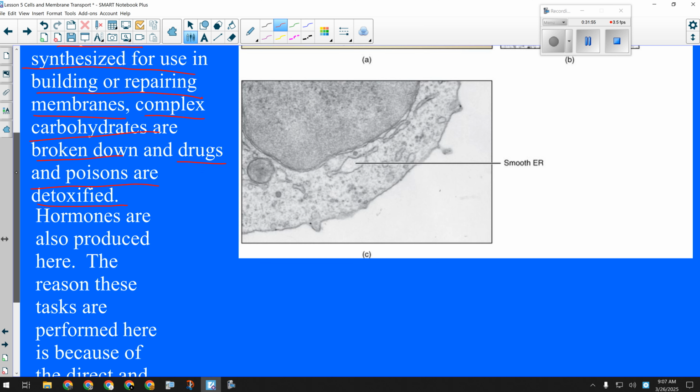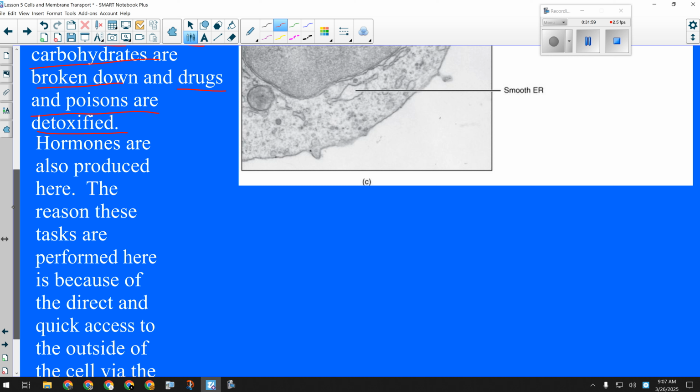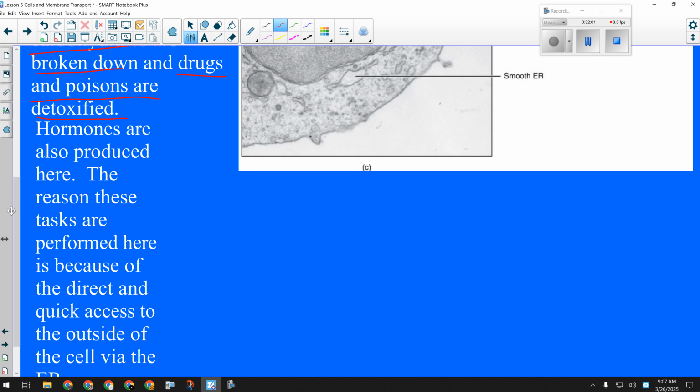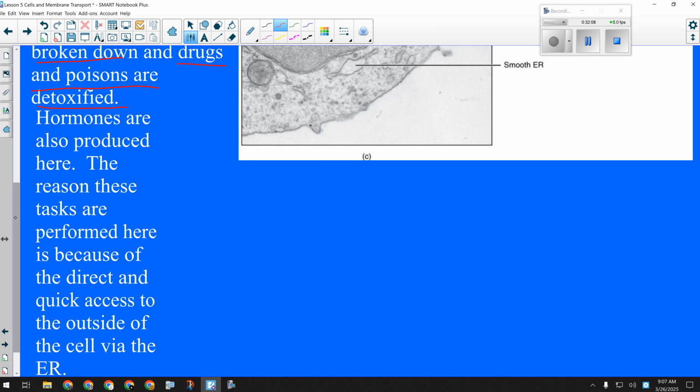As I was saying before, the reason all of these tasks are performed here is because often the byproducts of these are things that need to get out, or we don't want to have in contact with more sensitive parts of the cell, so it's good to have them go on inside the smooth ER. All right, so rough ER transports protein. Smooth ER detoxifies poisons, breaks down complex carbohydrates, makes lipids, builds fat-soluble hormones. Any of those is fine.